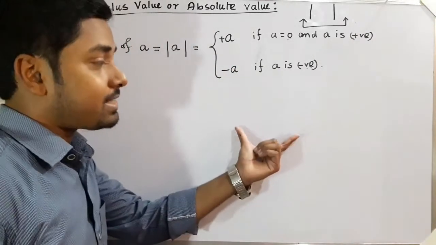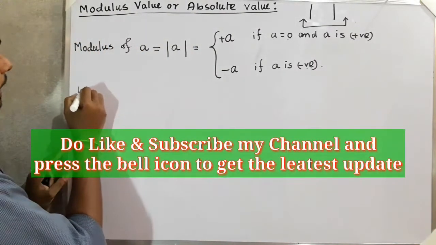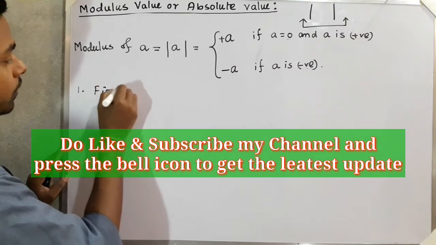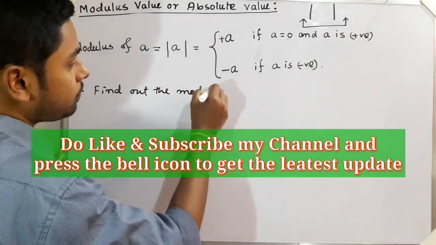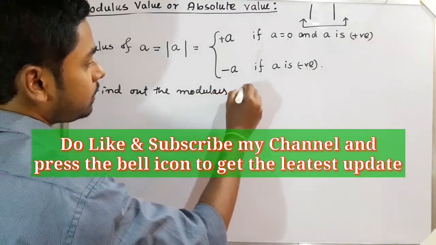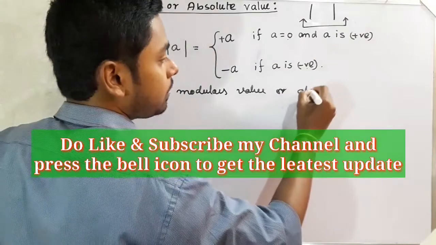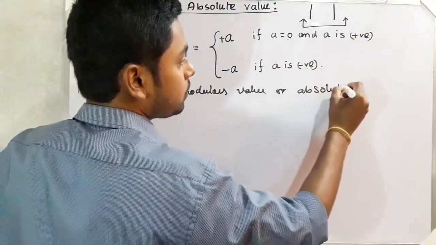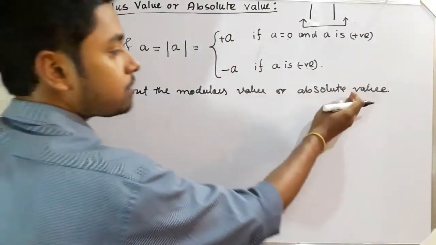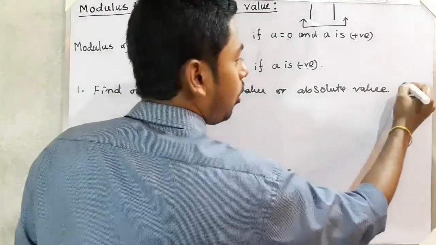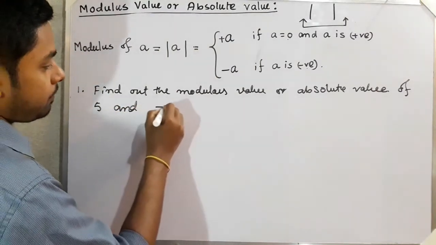We will have an example, then it will be totally cleared. Okay, suppose I'm taking an example. Find out the modulus value or absolute value, both are the same thing, of 5 and minus 5.